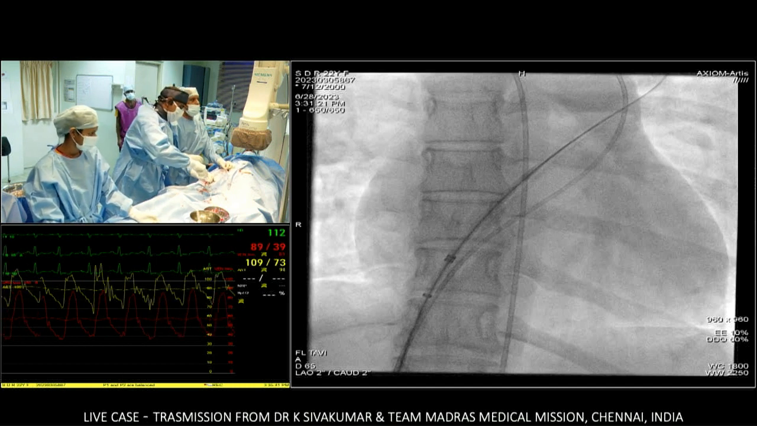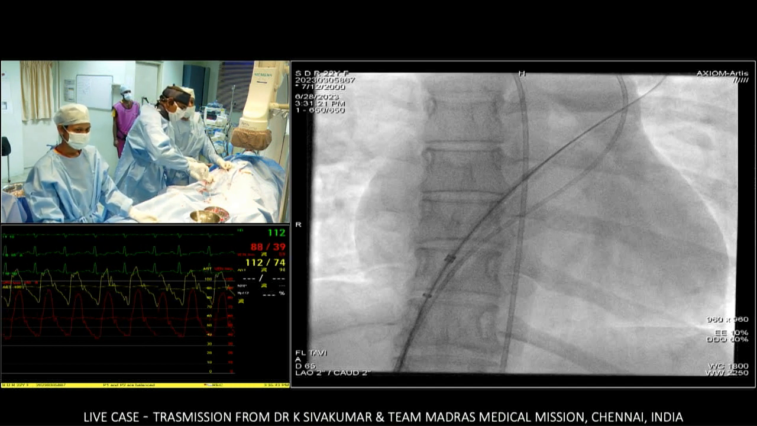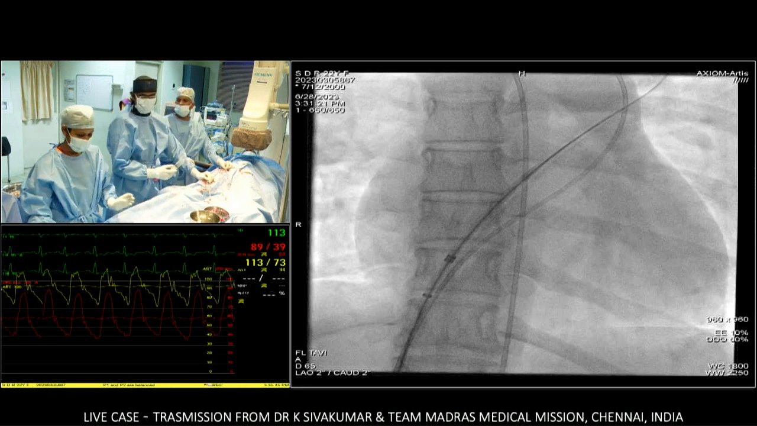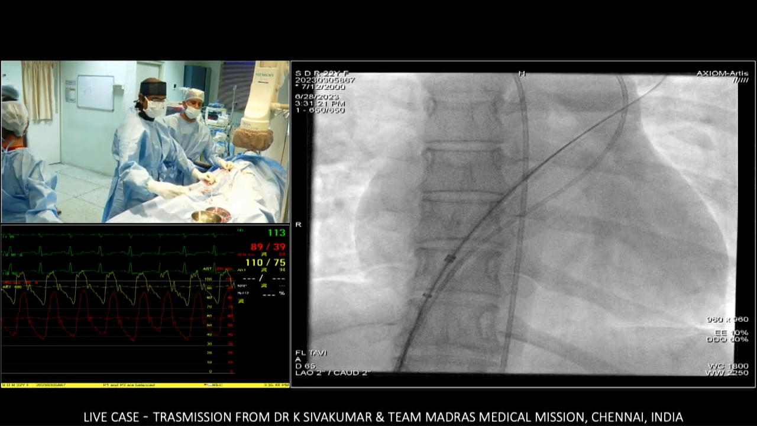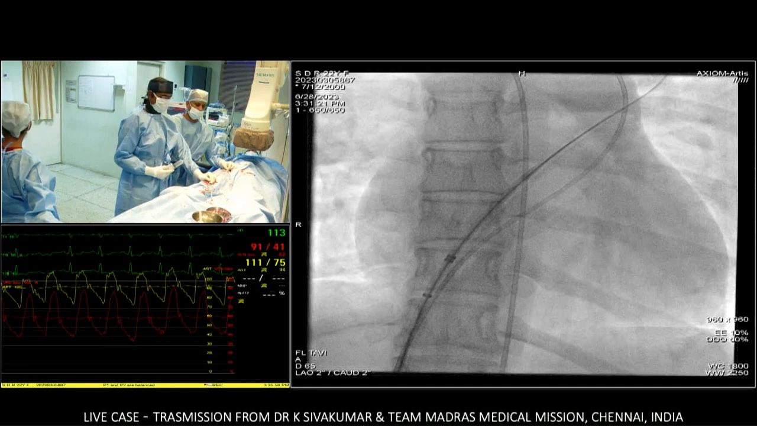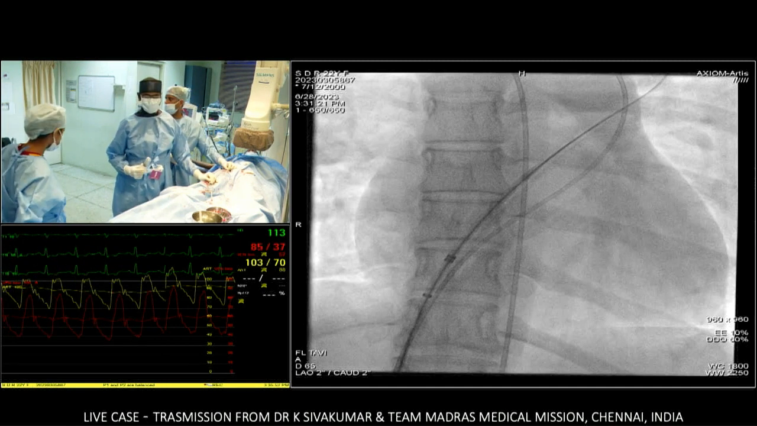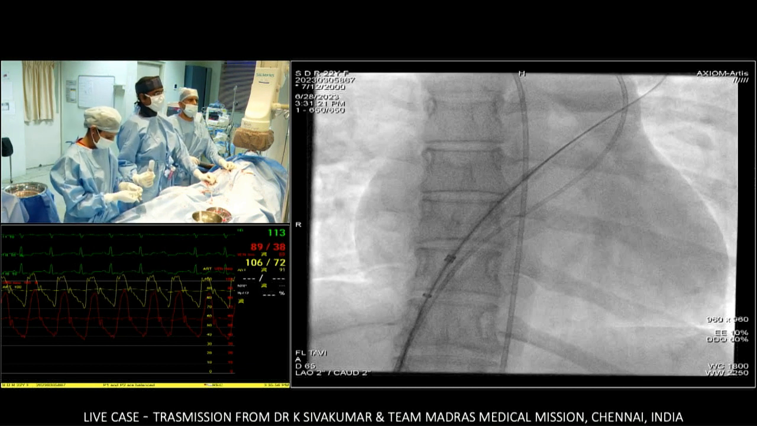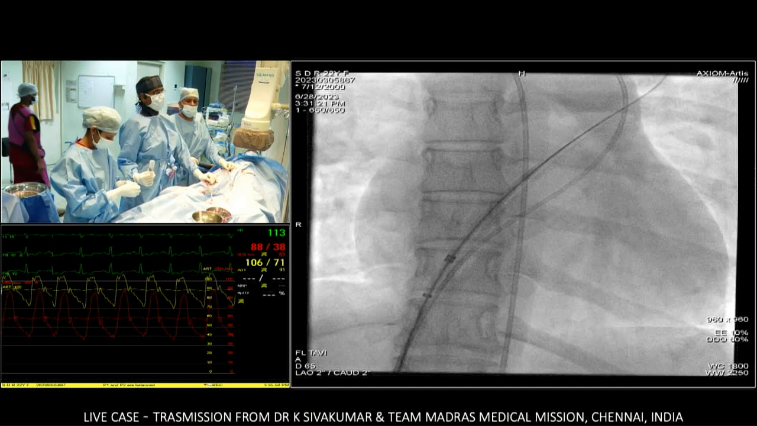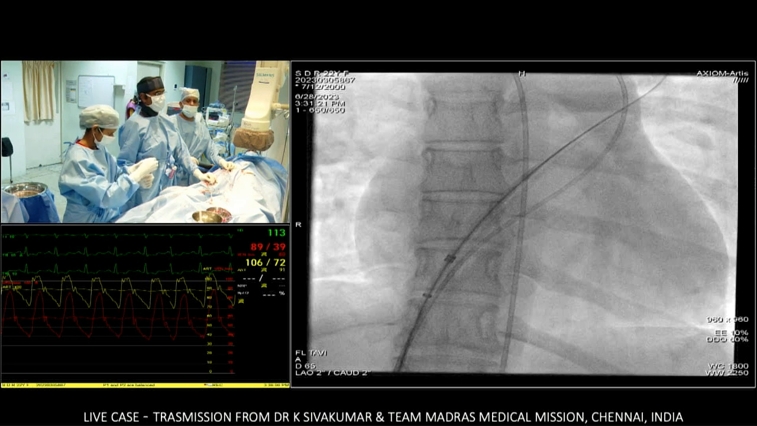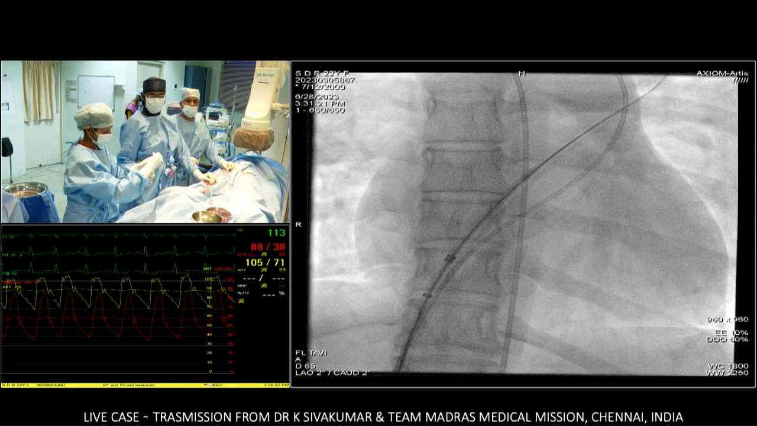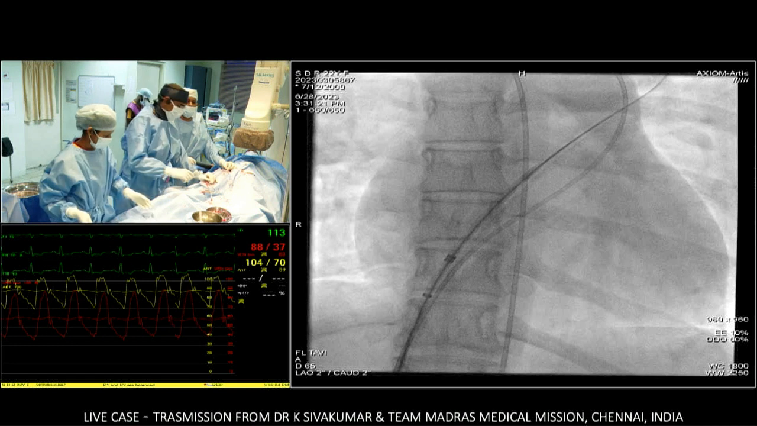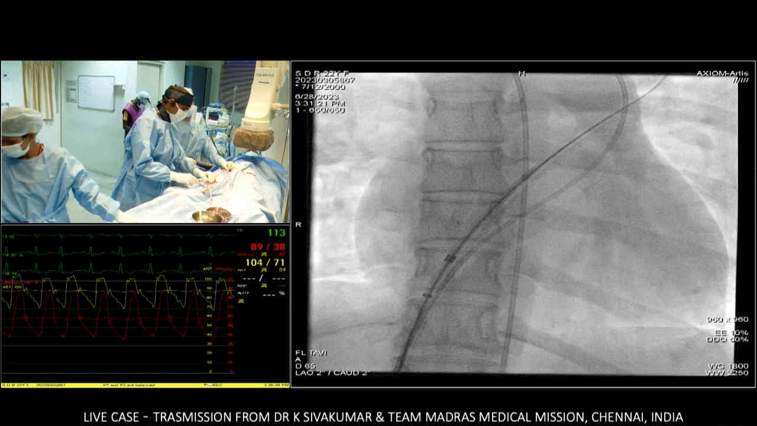I'm just de-airing the system. I want a three-way. Connect the three-way into this. So now what I have done is I have put in a balloon. I have connected to pressure. So we are having a simultaneous aortic pressure as well as pulmonary artery pressure.